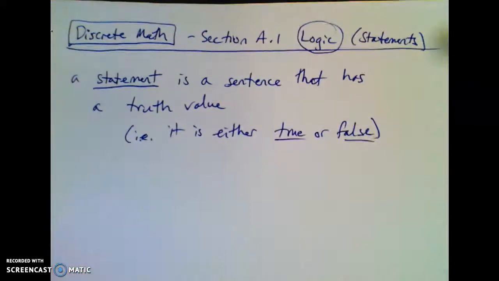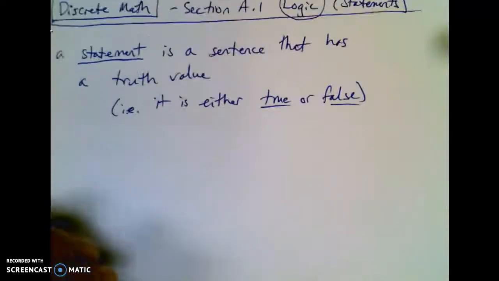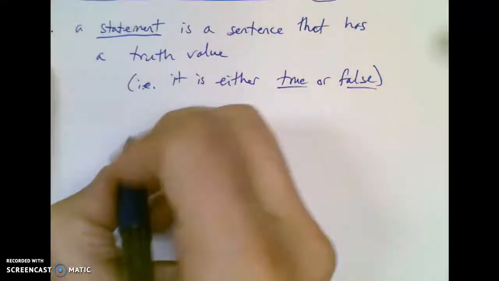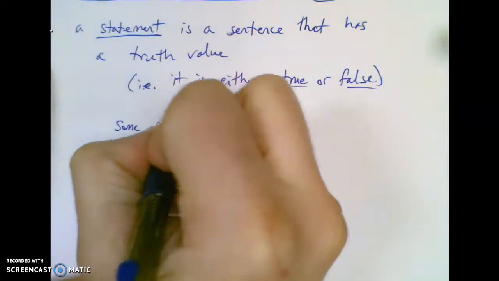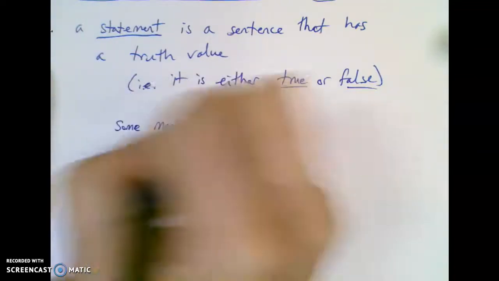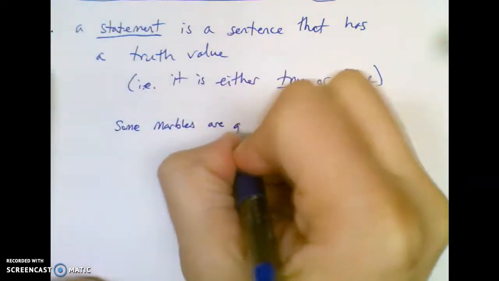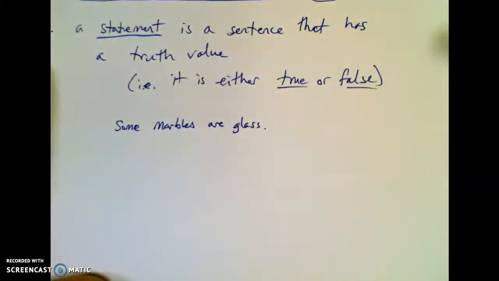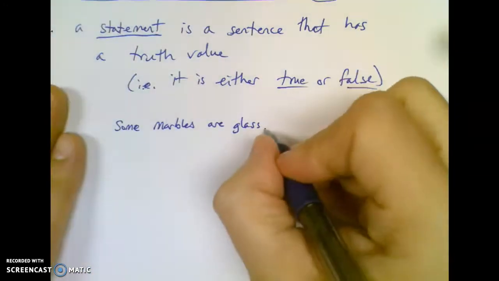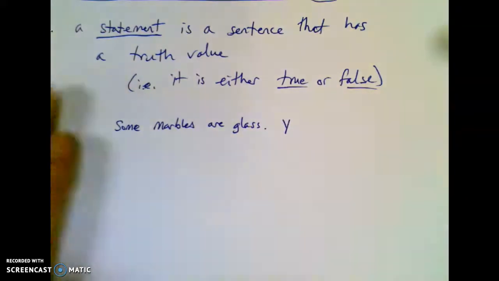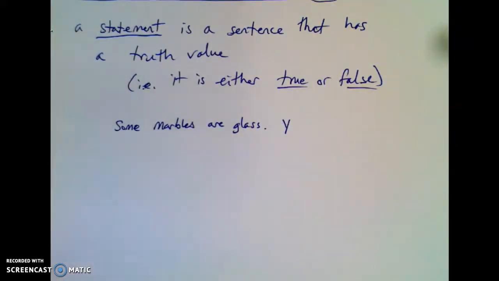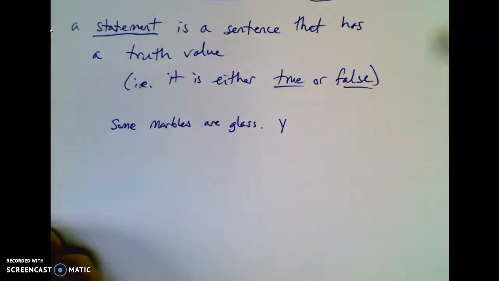Okay, for instance, let's look at these and try to decide if it's a statement or not. So the first thing: some marbles are glass. Is that a statement? Is it either true or false? Now, if you don't know a lot about marbles, maybe you don't know, but you could probably prove it pretty quickly. So that one is yes, it's either true or false. I want to say it's true. I've seen a glass marble.